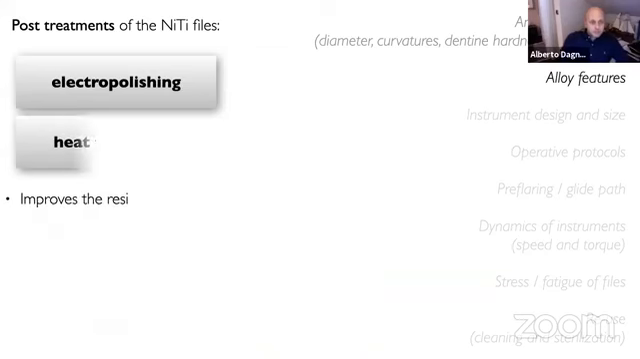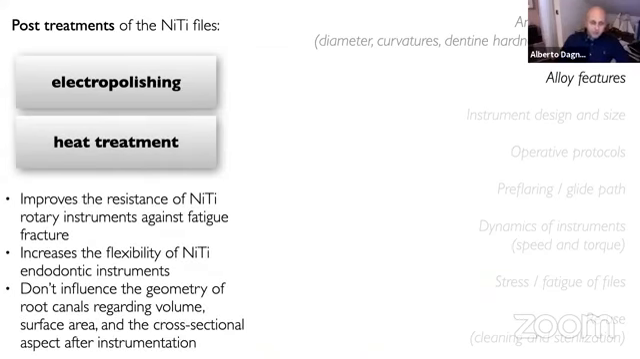Moreover, many manufacturers introduced the heat treatment of the alloy. Heat treatment is a novel procedure that improves the resistance of the file. So we have today many modern files subjected to electropolishing, heat treatment, and other procedures that increase the resistance inside the root canal.